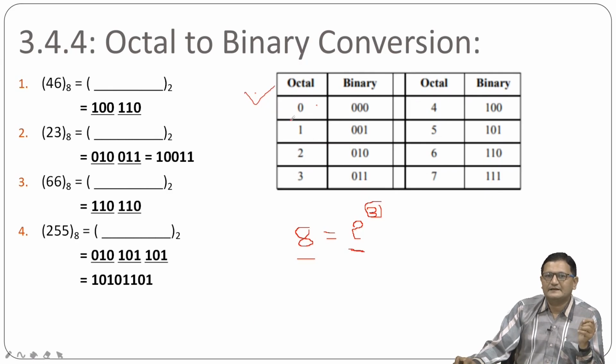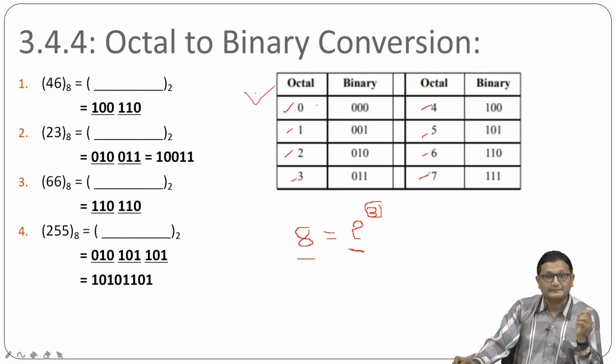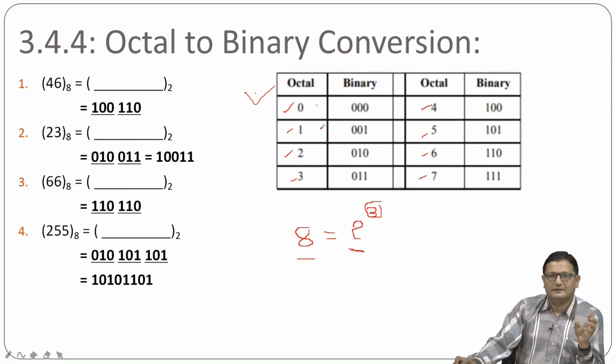So here you can see 0 will be represented as 000, 1 will be represented as 001, 2 will be represented as 010, 3 will be represented as 011, 4 will be represented as 100, 5 will be represented as 101, 6 will be represented as 110, and 7 will be represented as 111. Okay, fine. Now this table you need to use, and see, it's quite simple to memorize.